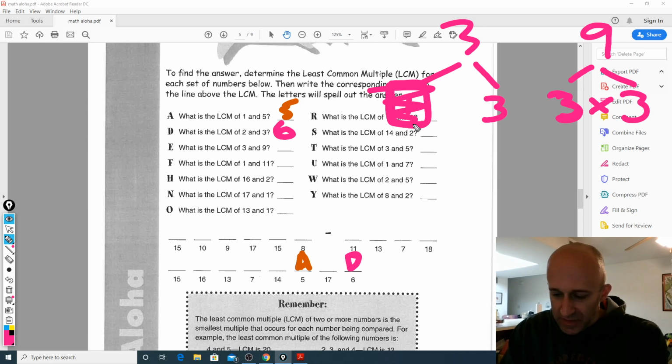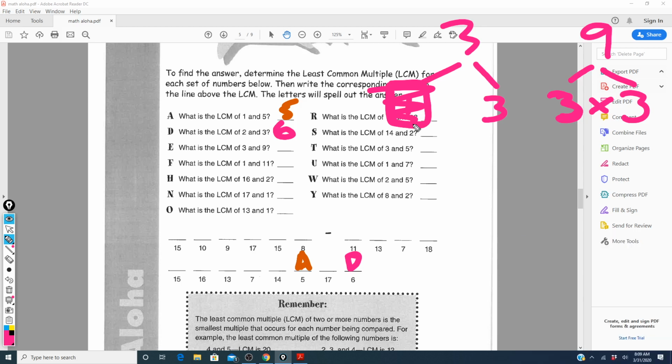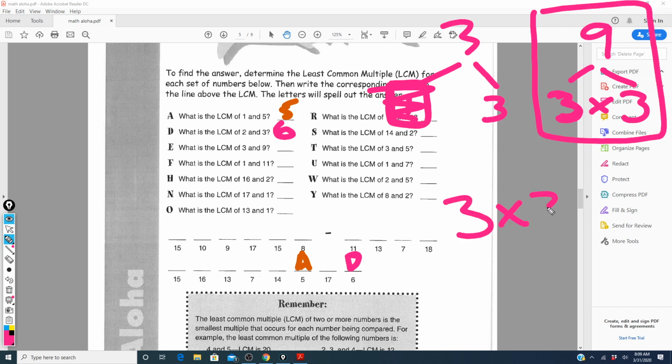1 can be multiplied and all that kind of good stuff. So if we take a look here, what is the greatest number of times 3 occurs in one of our numbers? Well, 3 occurs twice when it comes to looking at the 9. So 3 times 3 is 9. Your least common multiple of 3 and 9 is going to be 9. It's a bad looking 9, but that is a 9 there.